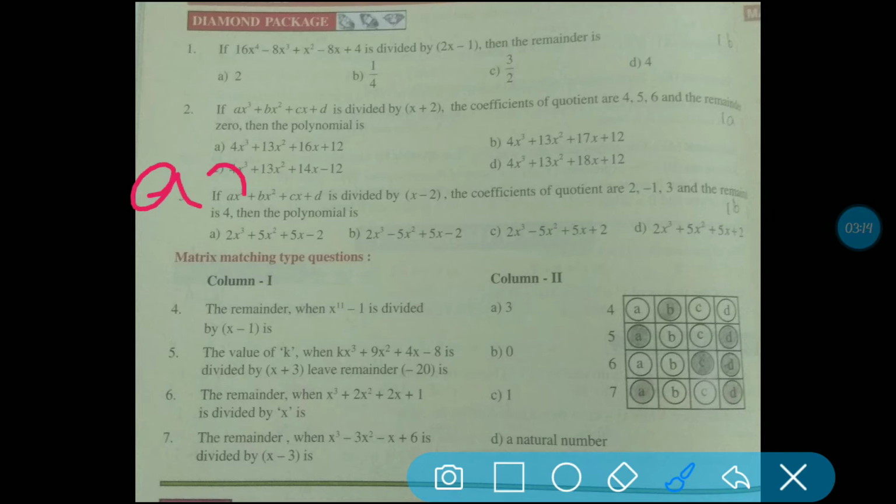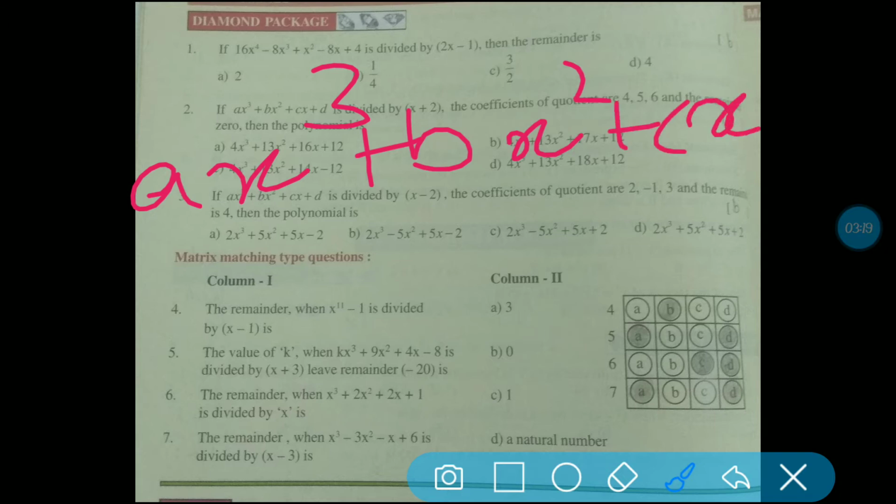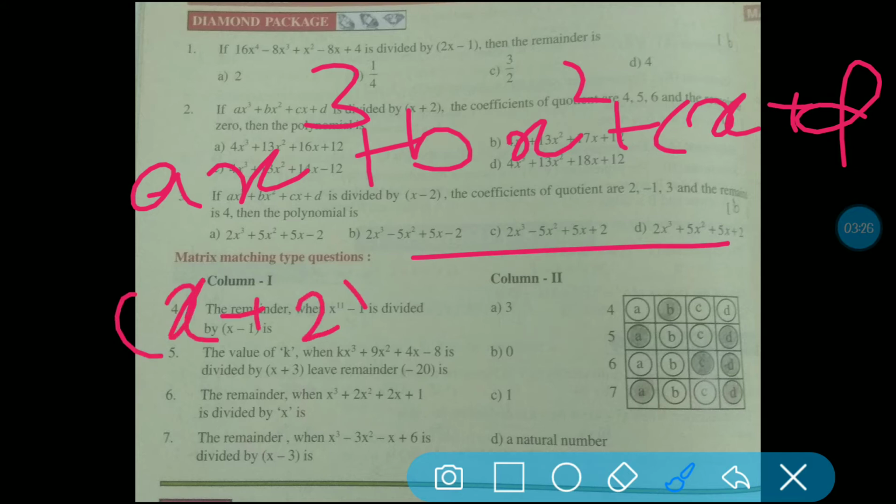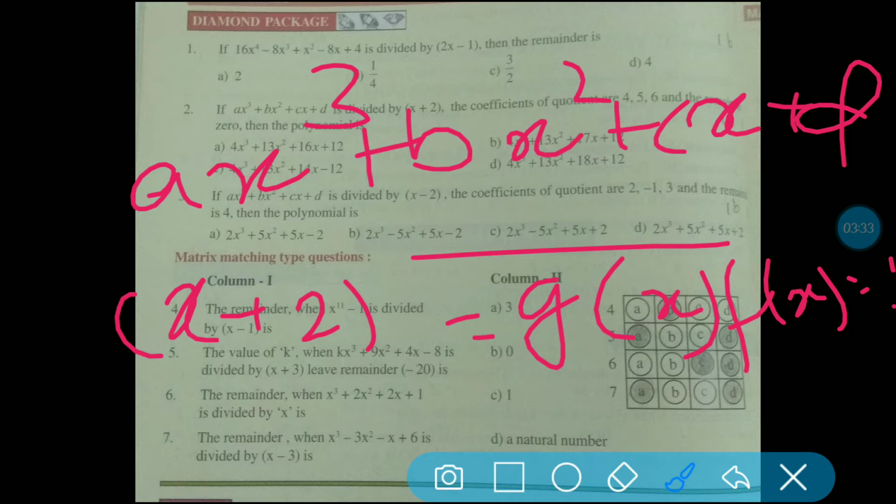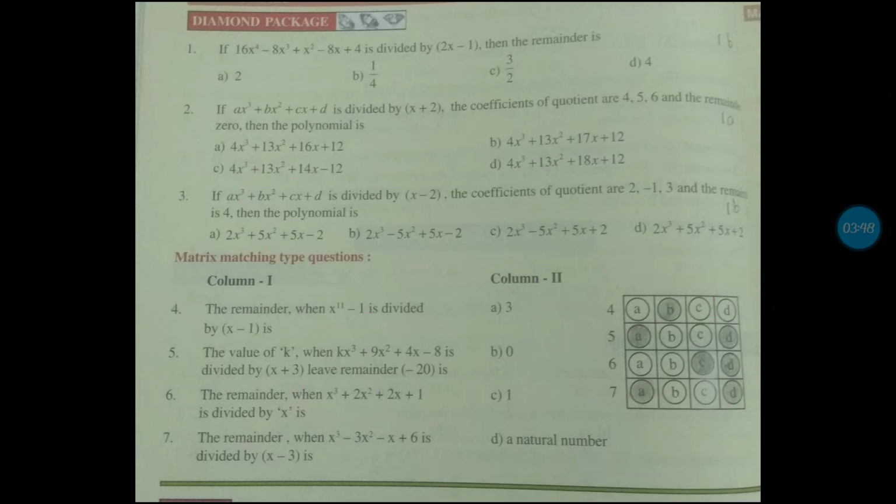The form of the equation is ax cube plus bx square plus cx plus d. Okay, this is the form. Fine, so x plus 2 will be divided, that will be g of x. So p of x or f of x we should find. Coefficients are given as 4, 5, 6. That means we have to put x square by x and that number will be given like that. And r is 0. This is the given data.